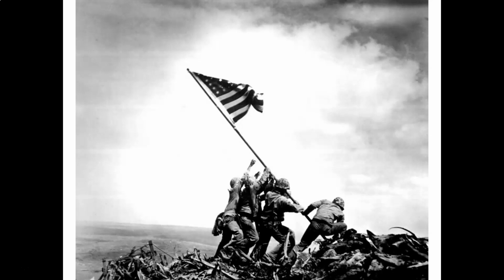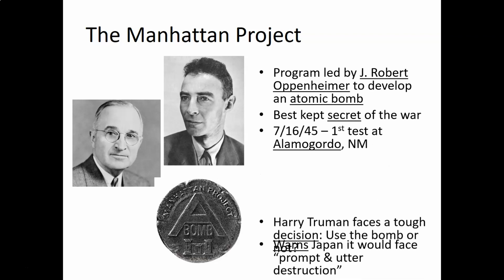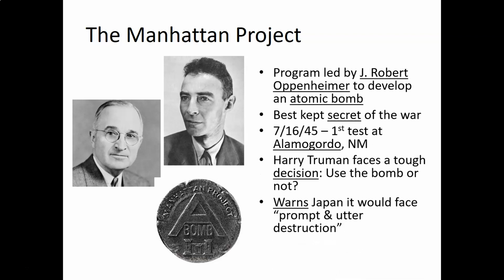Here you get the famous flag raising at Iwo Jima, even though this actually comes after the original one with a much smaller flag. And then we're going to jump and talk about the Manhattan Project. This is a program that was led by Oppenheimer, and it was there to develop an atomic bomb. And this is the best kept secret of the war.